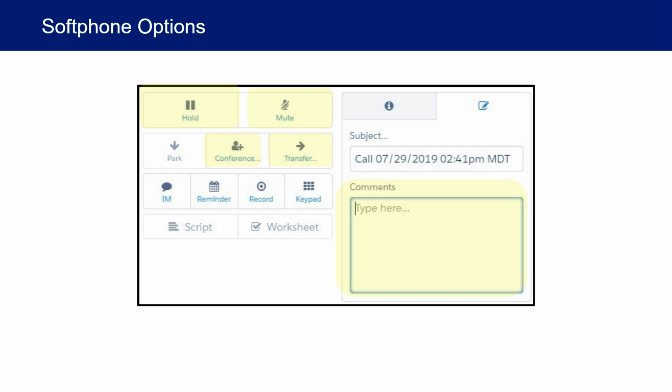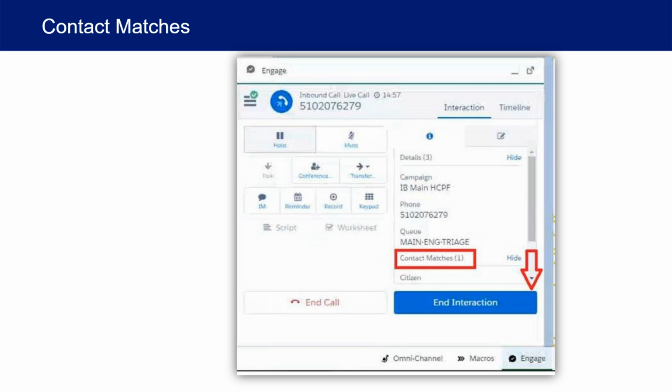When you want to add a note before transferring, click the note icon. This will open the tab. Once you enter your comments, they will save after you transfer the call. Scroll down in 5.9 to view the Citizen Contact Matches tab. The name will be a hyperlink and will open to the Citizen record.